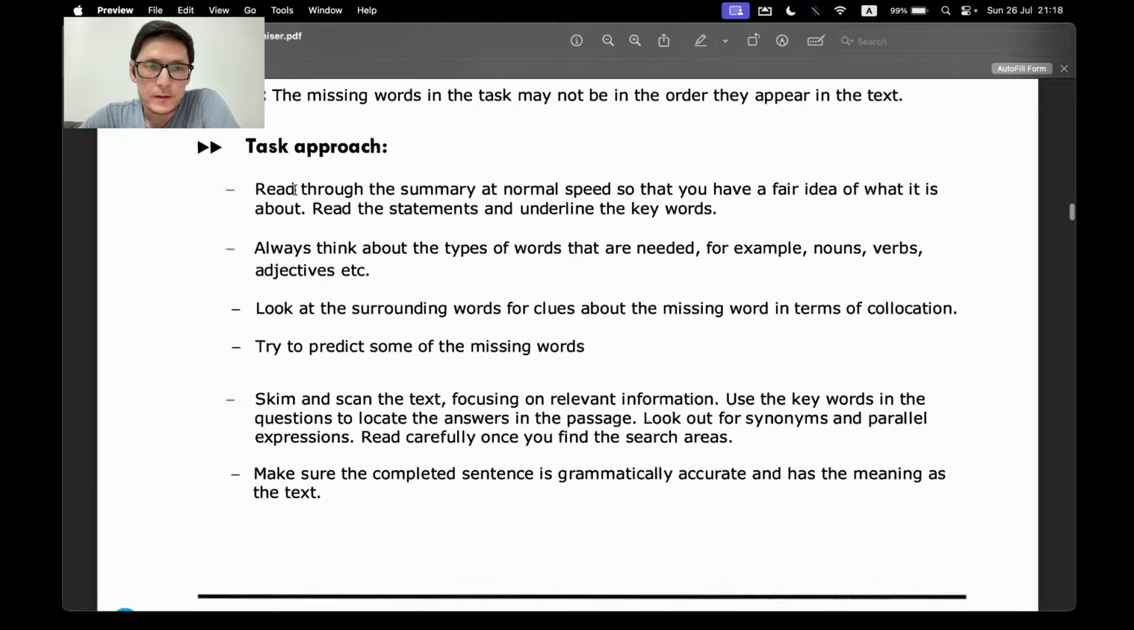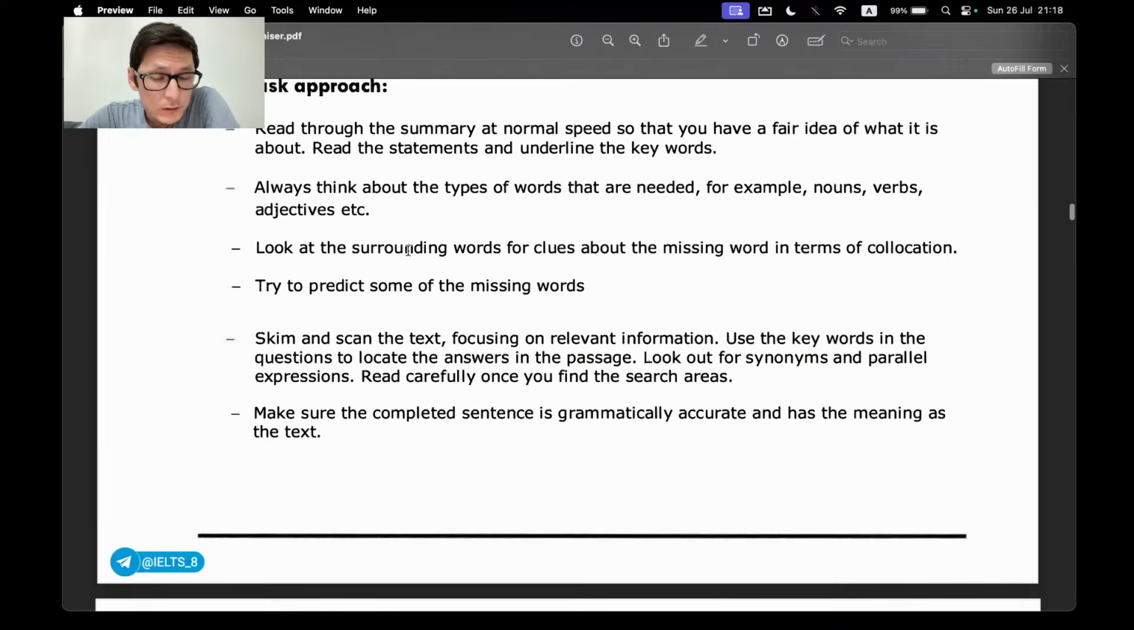First, read through the summary at normal speed to get a fair idea what it is about, then read the statements and underline keywords. You have to find the keywords first of all, and then make some predictions. What type of word do you need? For example, noun, verb, adjective, and so on. You have to make a prediction. Then look at the surrounding words. What words are surrounding the answer, the blank part? And try to predict some of the missing words.